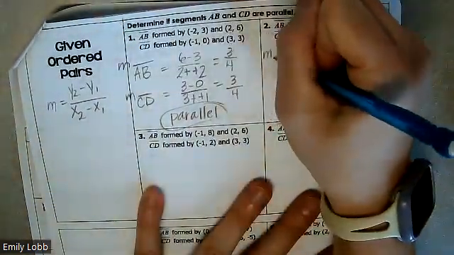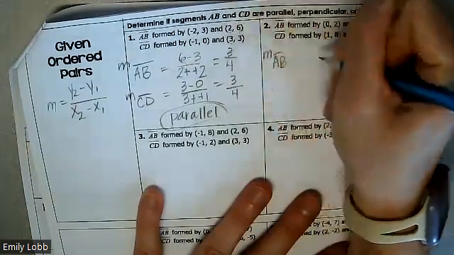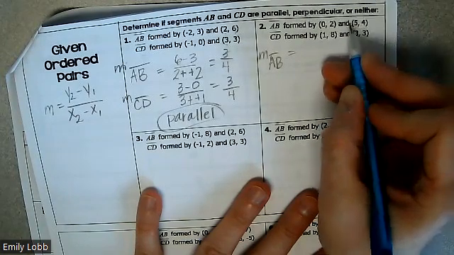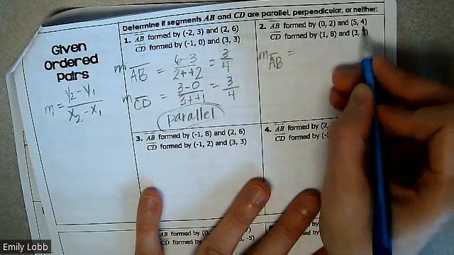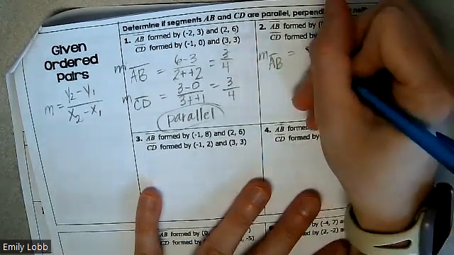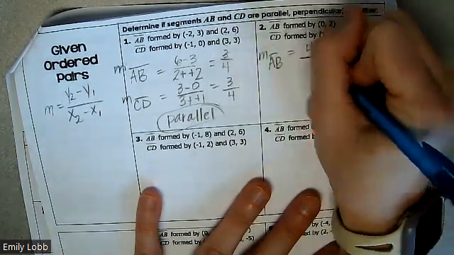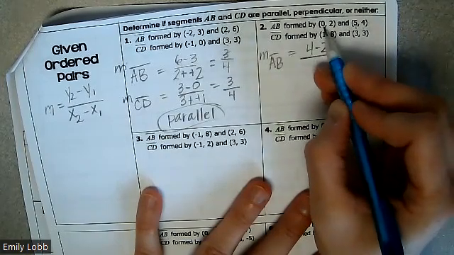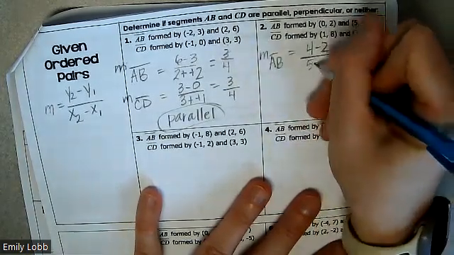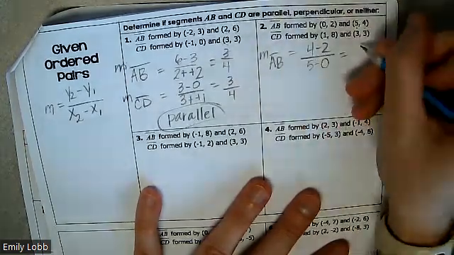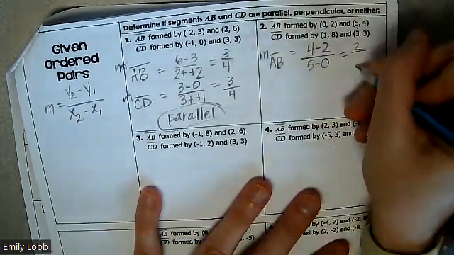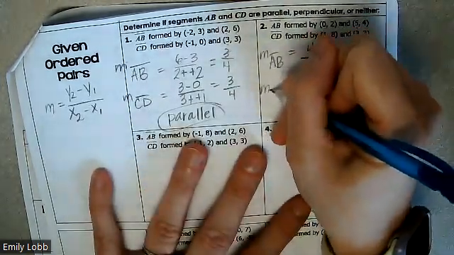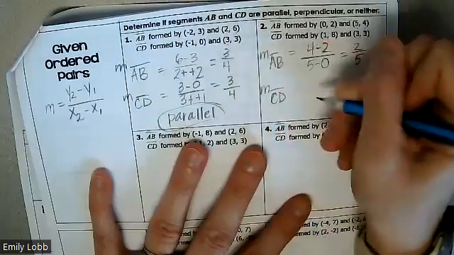All right, here our slope of AB is equal to, so 4 minus what? 4 minus 2. Remember y2 minus y1. And 5 minus what? 0. Now we just have to do that. What's 4 minus 2? And what's 5 minus 0? We've got one slope. Now we need to find the slope of segment CD.